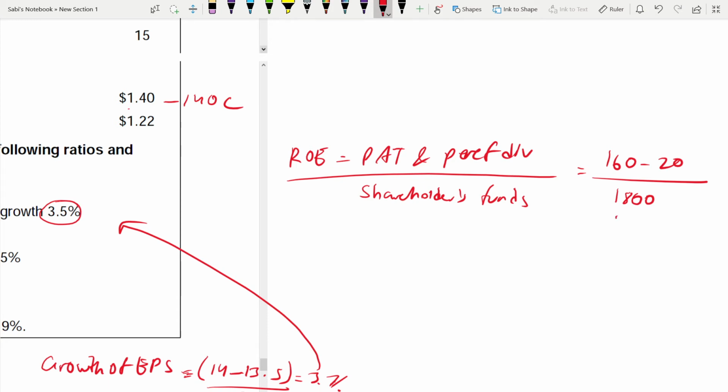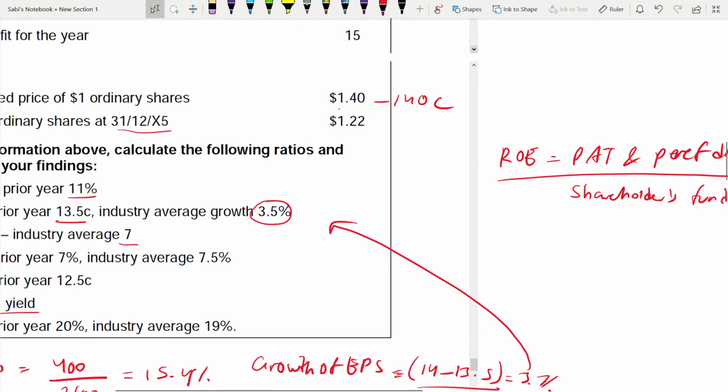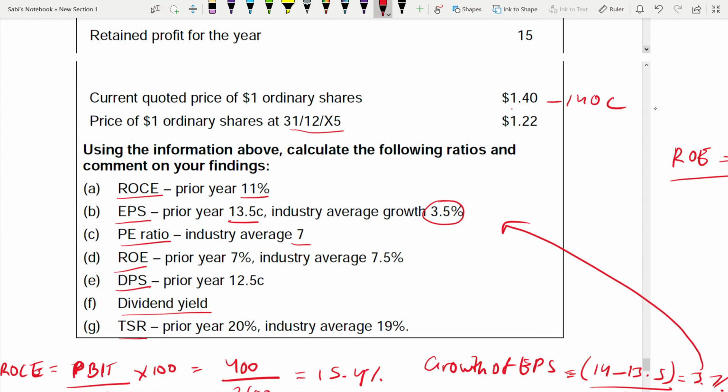So it is 7.8%. And if you see here, it is 7%. That means it's good. It's good, right? So ROE is higher. So in addition to the rising EPS, if you see the earnings per share is increasing, in addition to this, it appears that the company is reinvesting the funds it earns effectively. So as a whole, it is doing better than the industry.